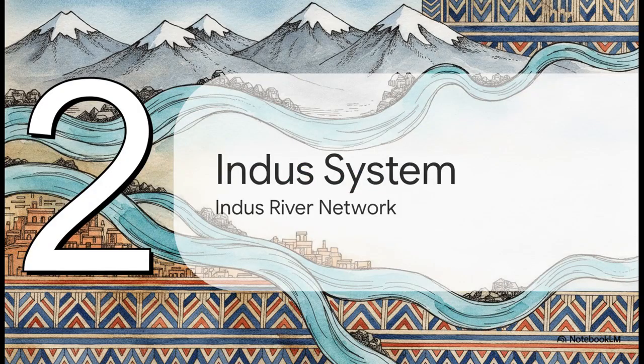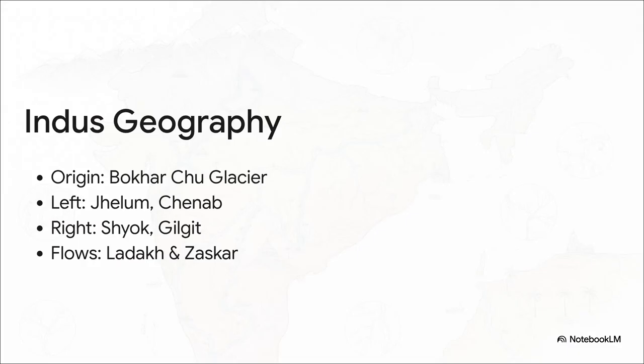Moving right along to Section 2, the Indus River System. Let's fly over its northern geography. This is a massive exam detail, so definitely lock this in. The mighty Indus originates from the Bokar-Chu Glacier near Mount Kailash, but pay really close attention to its path. When it enters India, it flows directly between the Ladakh and Zaskar mountain ranges. That exact location is a frequent trap in the prelims. Then you've got its famous left bank tributaries, forming the Punjab region, like the Jhelum, Chenab, Ravi, Beas, and Sutlej, alongside its right bank companions like the Shok and Gilgit.